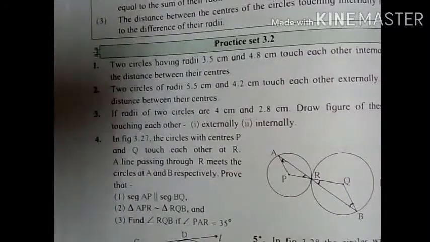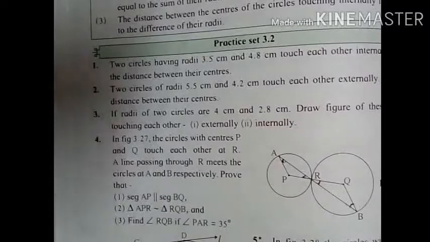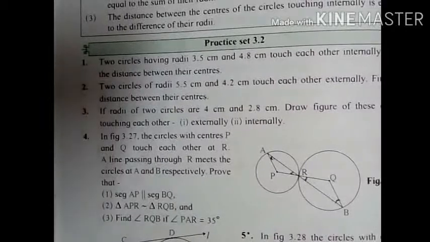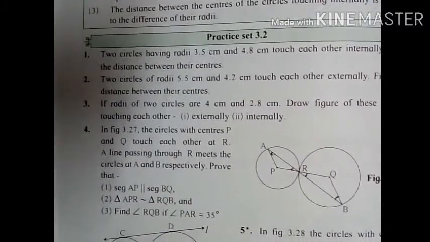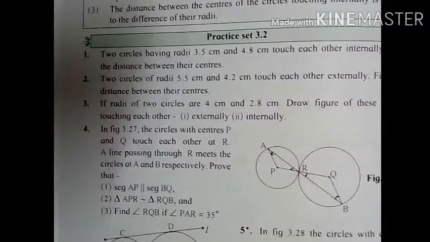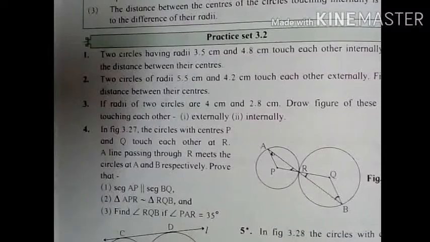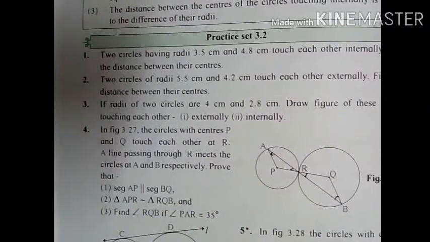Now take question number 4 of practice set 3.2. In figure 3.27, the circles with centers P and Q touch each other at R. A line passing through R meets the circles at A and B respectively. Prove that, first, segment AP is parallel to segment BQ. Second, triangle APR is similar to triangle RQB. And third, find angle RQB if angle PAR is equal to 35 degrees.